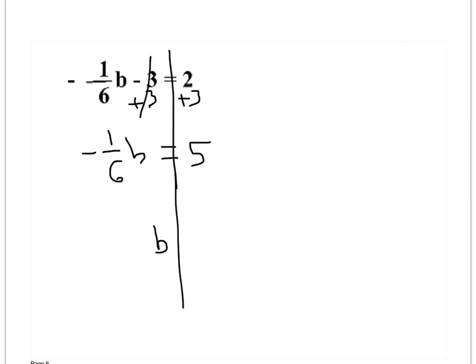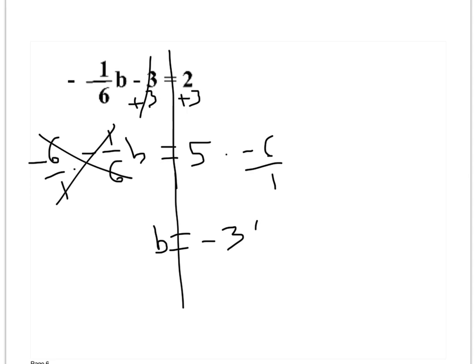The reciprocal of negative 1/6 is negative 6 over 1. So what I do to one side, I do to the other. Negative 6 over 1 is the same thing as negative 6. So 5 times negative 6 is equal to negative 30.